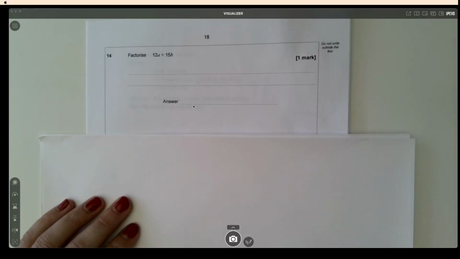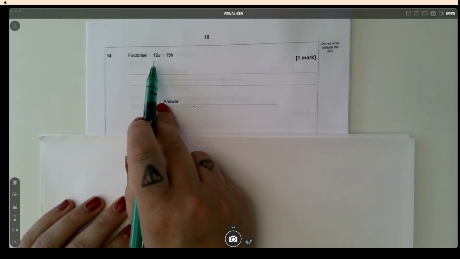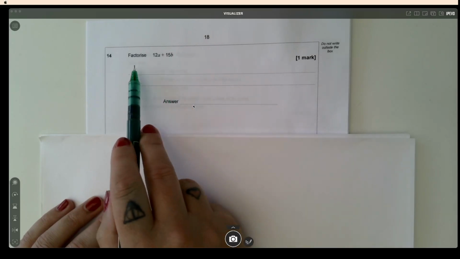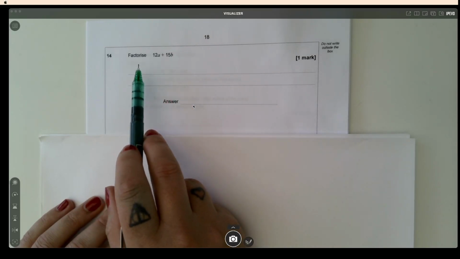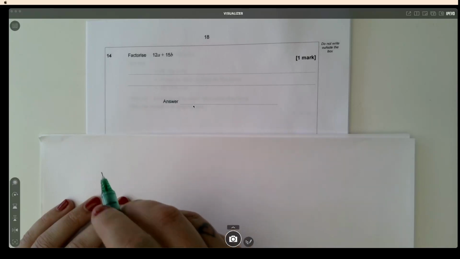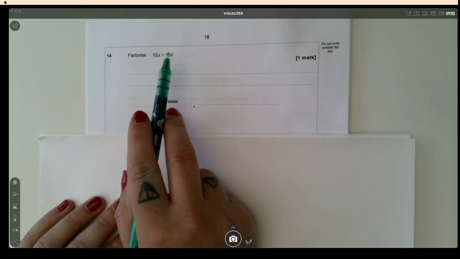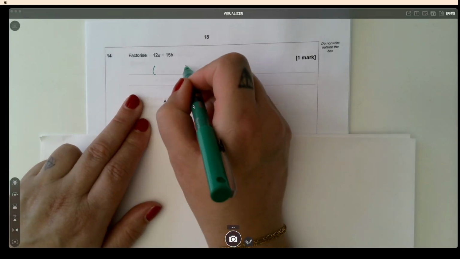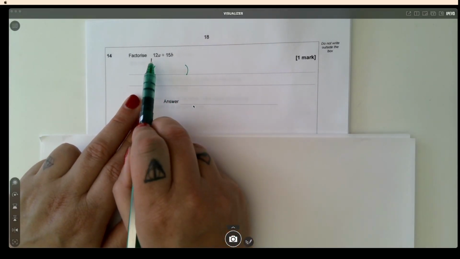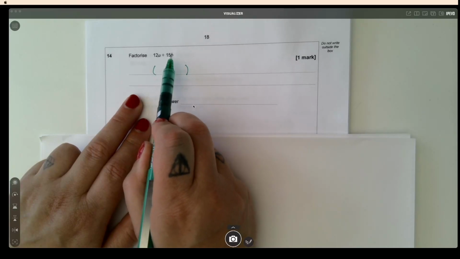Question 14. Factorise 12a + 15b. So factorising is the opposite of expanding brackets. When we expand brackets, we get rid of the brackets. When we're factorising, we're going to put brackets in. And to put a bracket in, we need to find the highest common factor of 12a and 15b.